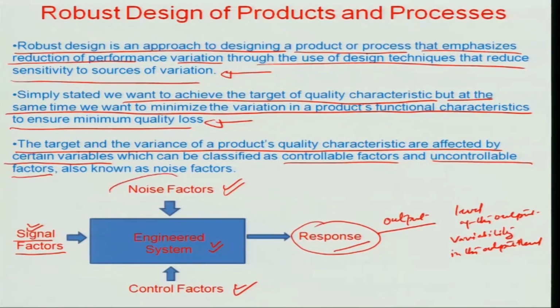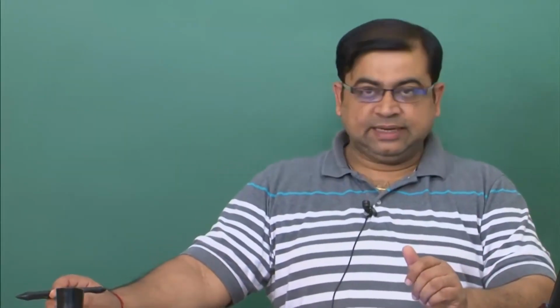And the target and the variance of the product's quality characteristics are by and large affected by the variables which are classified as controllable factors and uncontrollable factors. And uncontrollable factors are these noise factors, as have been illustrated, and controllable factors can be many, as I will probably illustrate in more details later on. It can be related to the user, or it can be related to even the designer's choice of certain factors associated in the designing of the product.